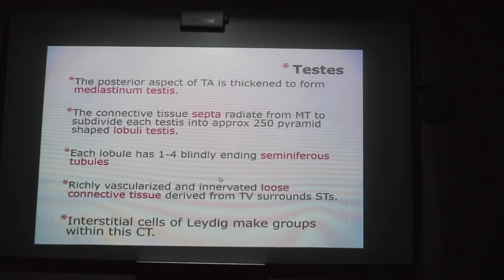Within this loose connective tissue which surrounds the seminiferous tubule, you have the Leydig cells, or the interstitial cells of Leydig, and they are important because they secrete a hormone called testosterone. So testosterone is secreted by the interstitial cells of Leydig, which are present in the connective tissue around the seminiferous tubule.